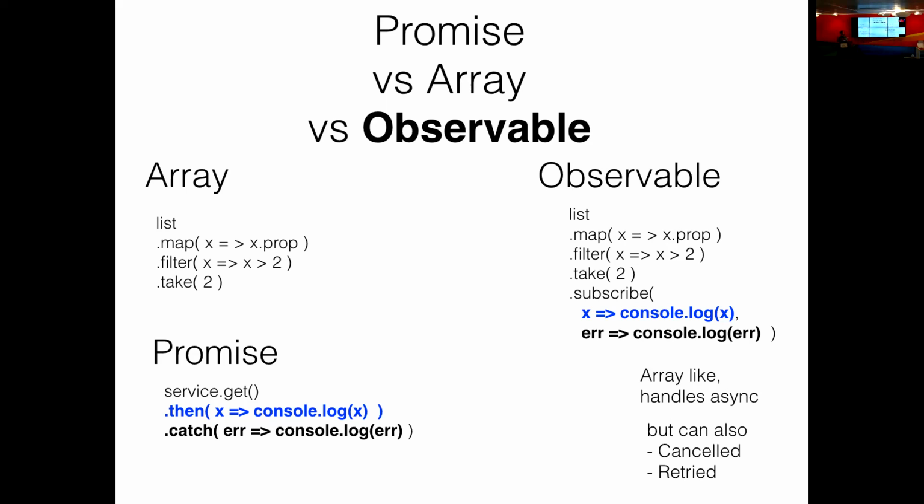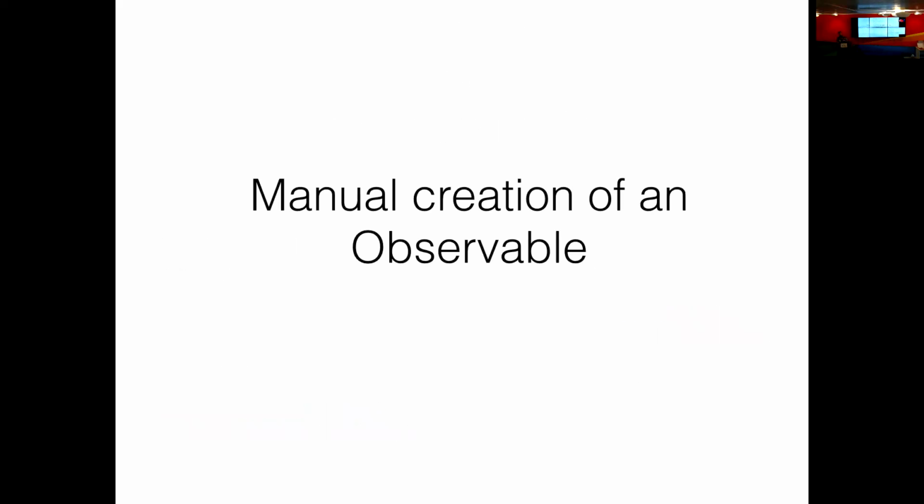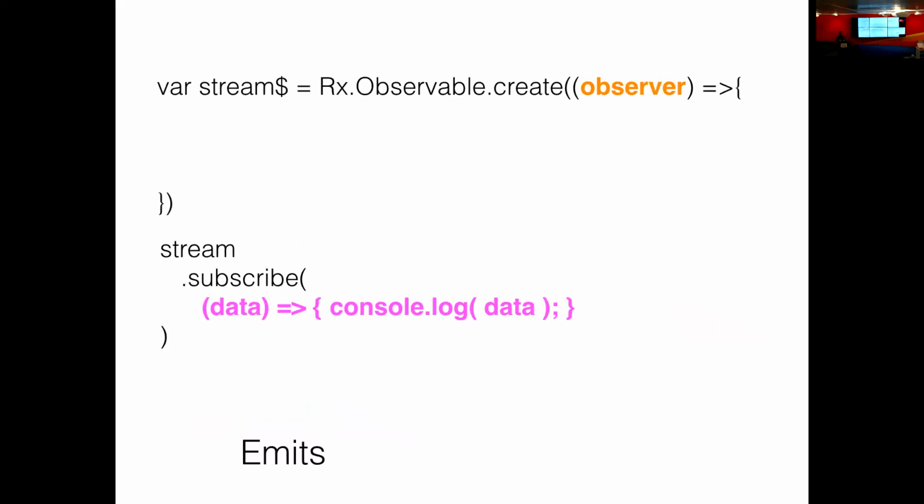But as I said, RxJS and observables can also do cancellations and retries, which makes it very powerful, and it makes it promises on steroids in a way. So a manual creation of an observable looks like this. You call the create method, and you give it a function with an observer. And as you can see here, we have an observer that calls next with a value, which means that the first function parameter here in the subscribe is what is being triggered when we call next.